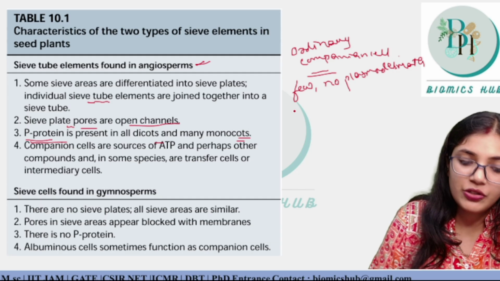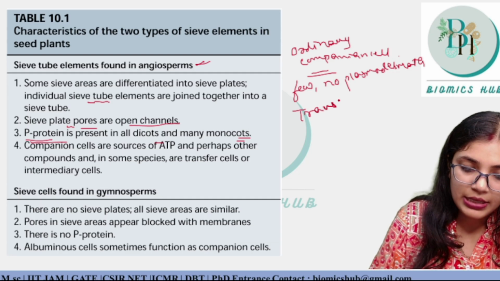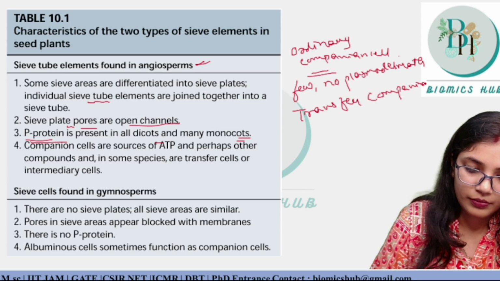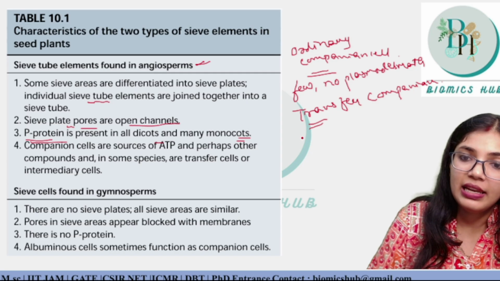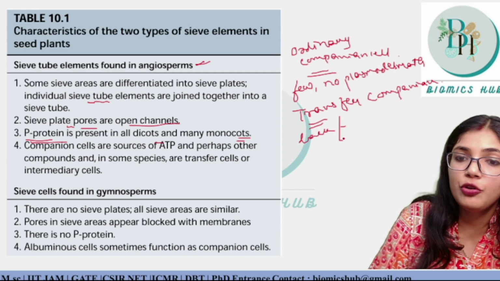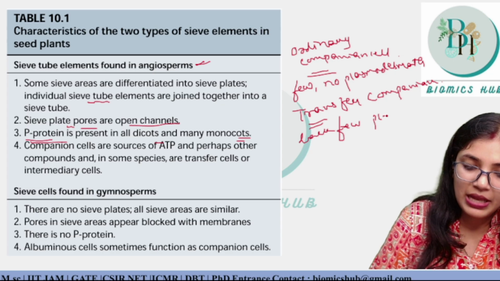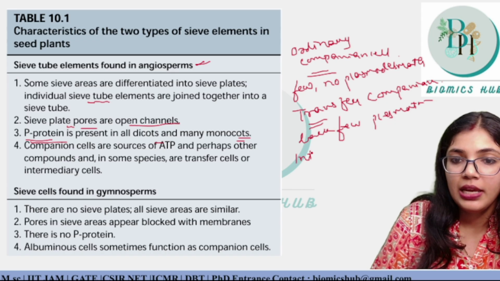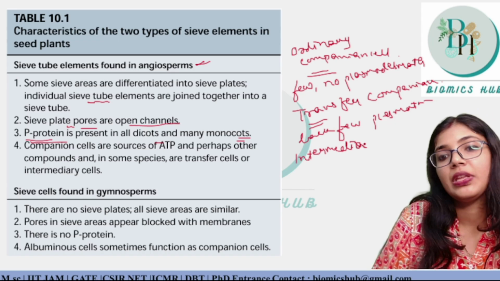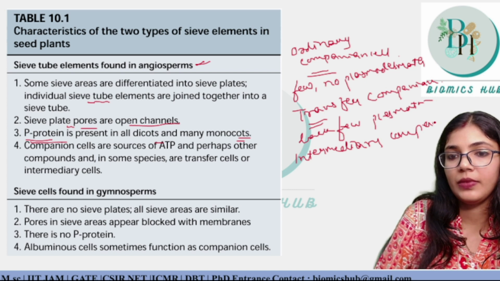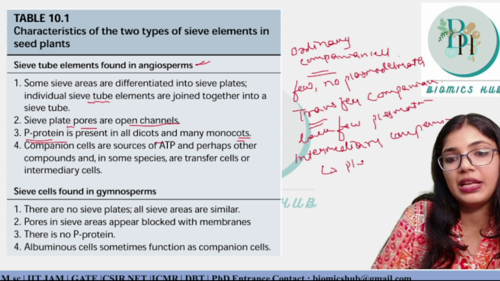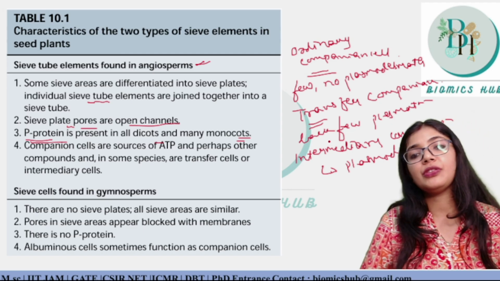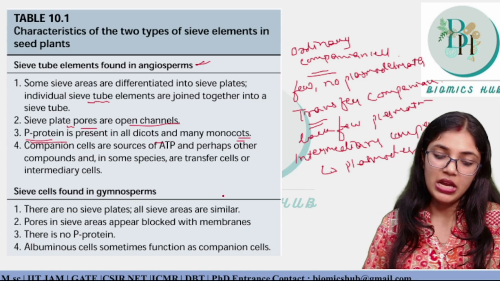Okay, when it is a transfer companion cell, there is a lack of plasmodesmata, but a few plasmodesmata are present. Next is the intermediary companion cell. In this case, there are plenty of plasmodesmata. That means through the symplast, the simplest way, the phloem sap can be transferred.